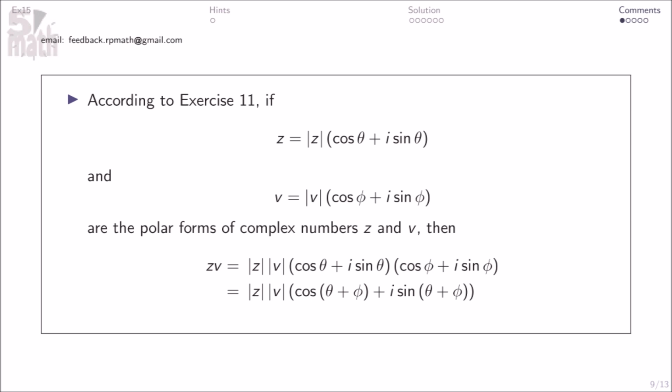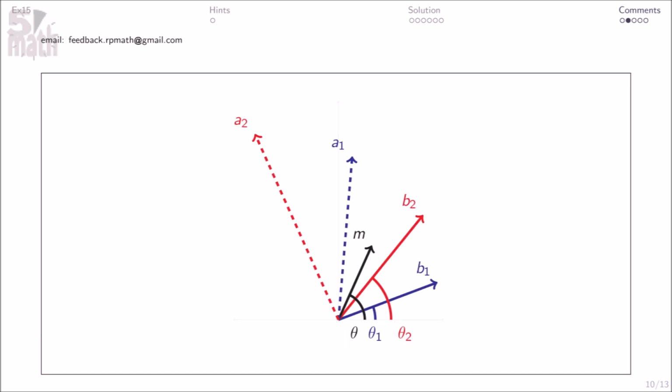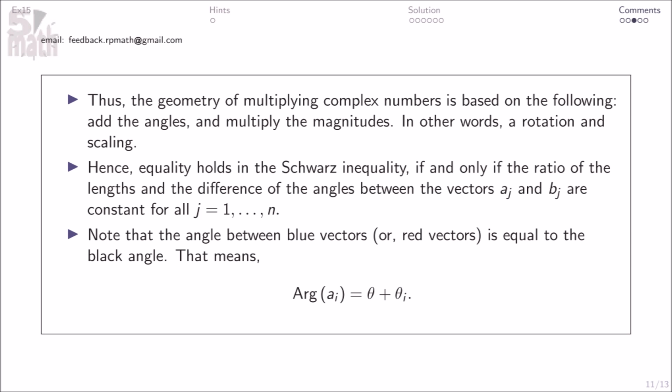According to exercise 11, if z equals this and v equals this are the polar forms of complex numbers z and v, then zv ultimately equals absolute value z, absolute value v, times cosine of theta plus phi, plus i sine of theta plus phi. Here is a picture. Thus, the geometry of multiplying complex numbers is based on the following: add the angles and multiply the magnitudes. In other words, a rotation and scaling.